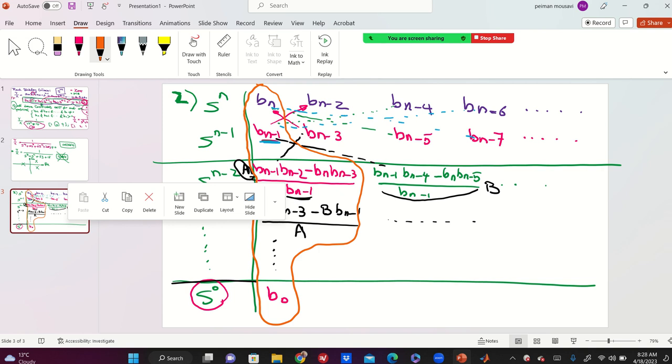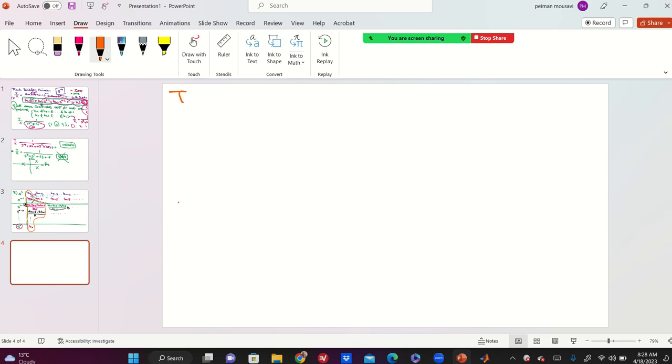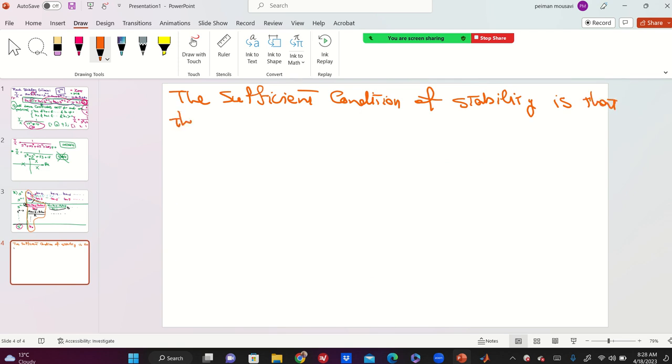Oh, yes. Okay. So, the sufficient condition of stability is that the first column be positive and exist, meaning none of them must be zero. Okay, let's do that.